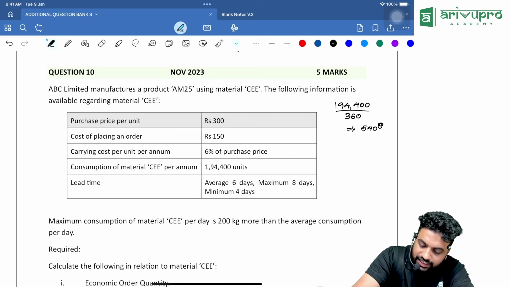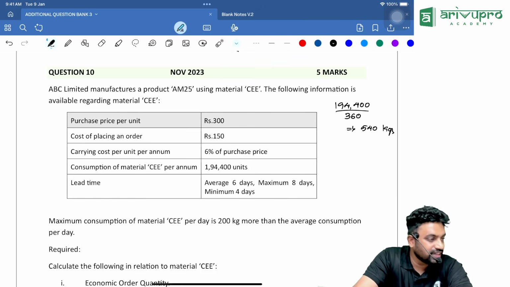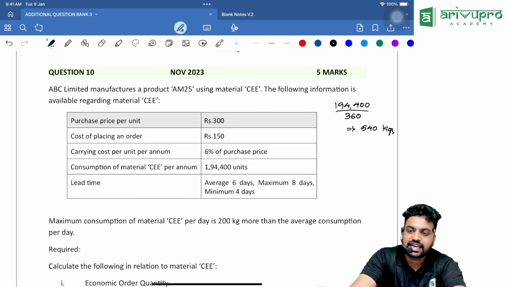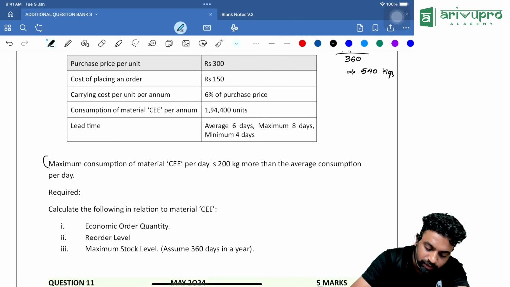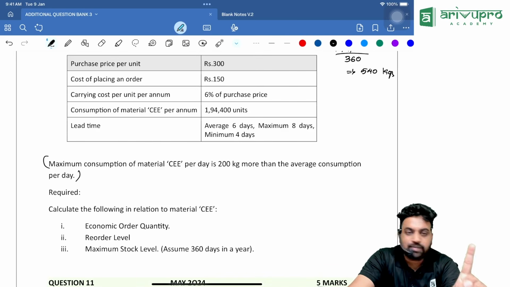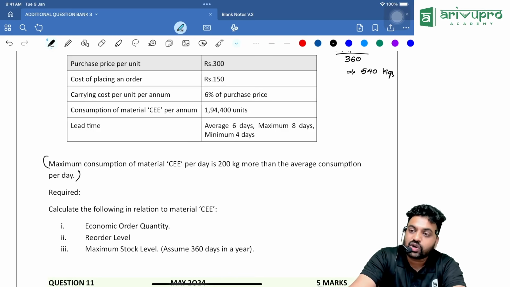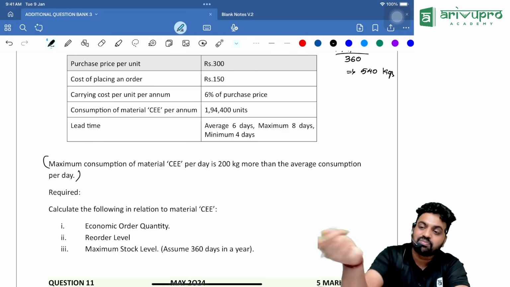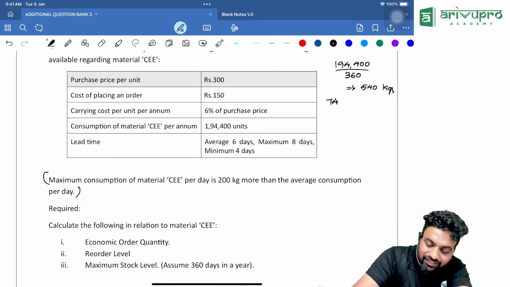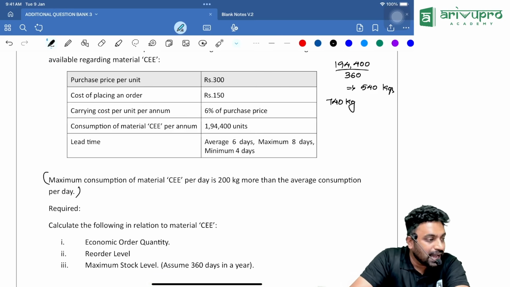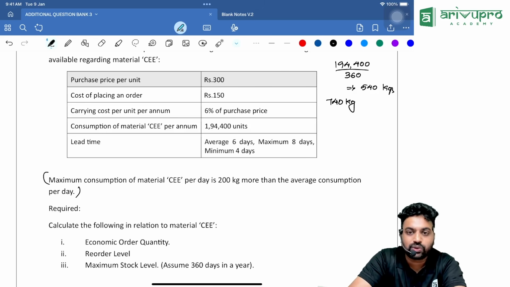540 units or kgs. They used kgs, somewhere they have used units. Forget, keep 540 kgs. Now try to understand. If this point wasn't there, our maximum would have been 540 and minimum also would have been 540. But in the question, they clearly tell that our maximum is 200 kg more than the average consumption. So maximum will be 740 kgs. If the maximum is 200 more, minimum should be 200 less. Otherwise, you won't get 540 kg.